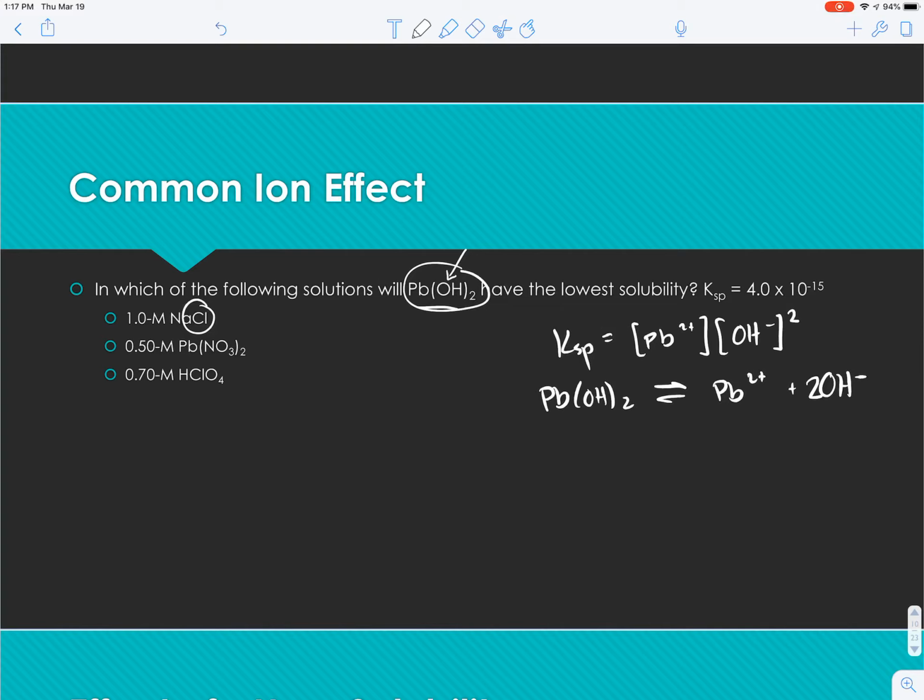Let's see. I'm trying to think now if the lead chloride solubility would matter. I don't think so. I'll come back to it if it does. I mean, what I'm thinking is, oh gosh, I don't want to ruin this whole thing. I'm going to come back to that one.